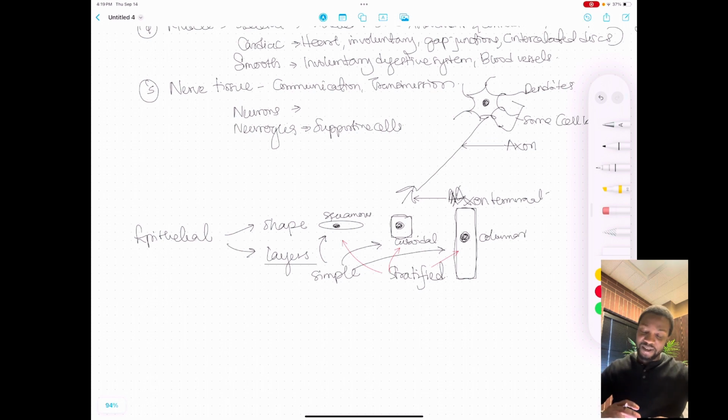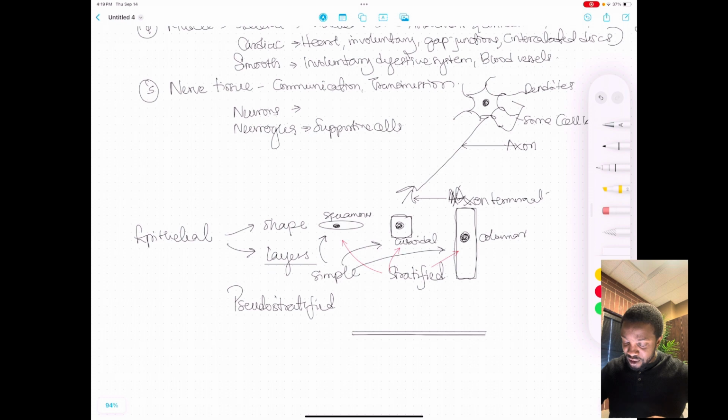There are 2 types that are outliers. Number 1 is pseudo-stratified, which means it looks stratified, but it's not. And I'm going to explain that to you. All epithelial tissue has a basement membrane. This is just a layer that connects them to the body. This basement membrane contains proteins that allow them to attach.